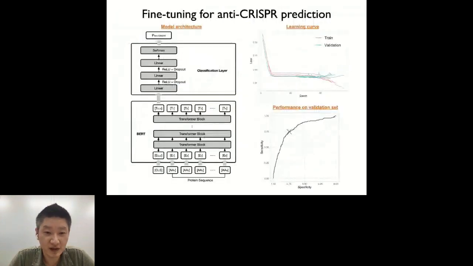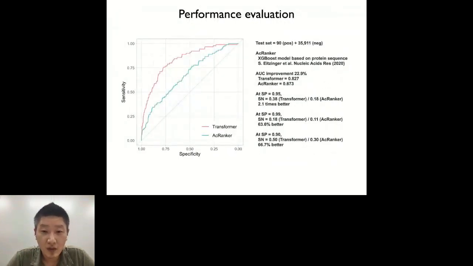This is the validation result. When the transformer-based model was tested, the AUC of the transformer model was 0.827, which was improved by 22.9% compared to the XGBoost model AUC.